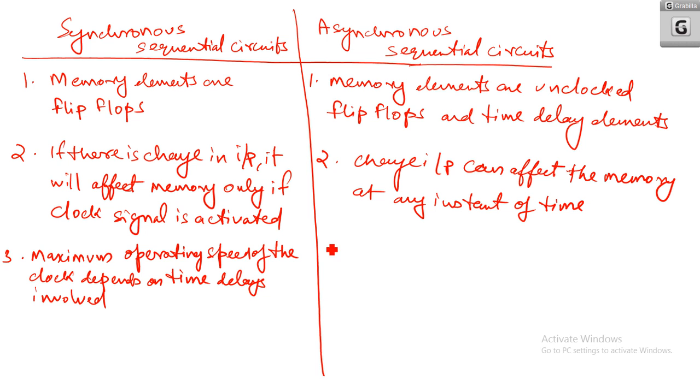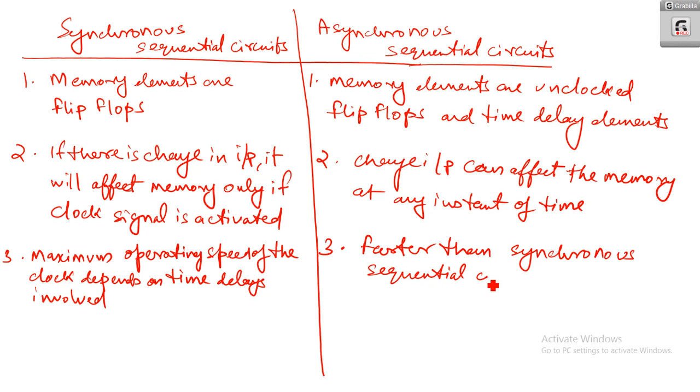Now coming to the next difference. Here this is comparatively faster than synchronous sequential circuits, because here change can happen when an input is varying, whereas in synchronous sequential circuits change can only happen if there is input as well as variation in clock. Okay, so that is a key difference.